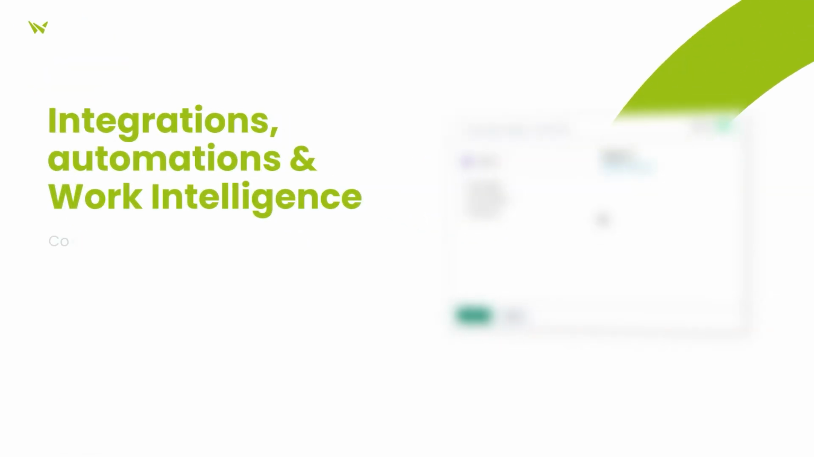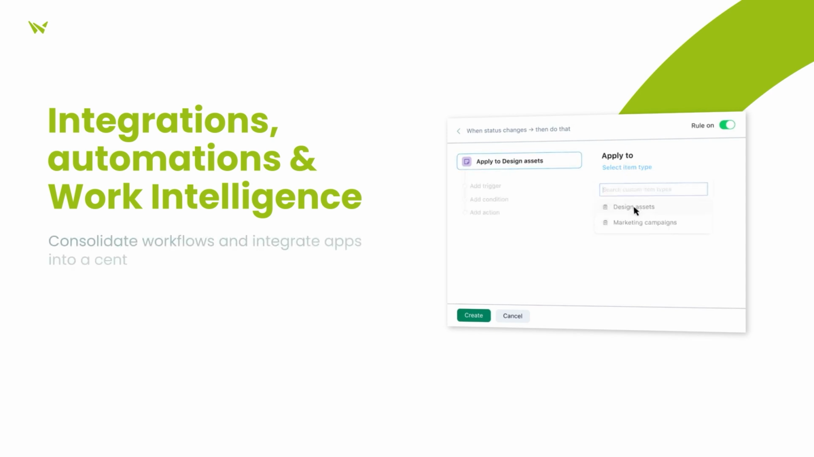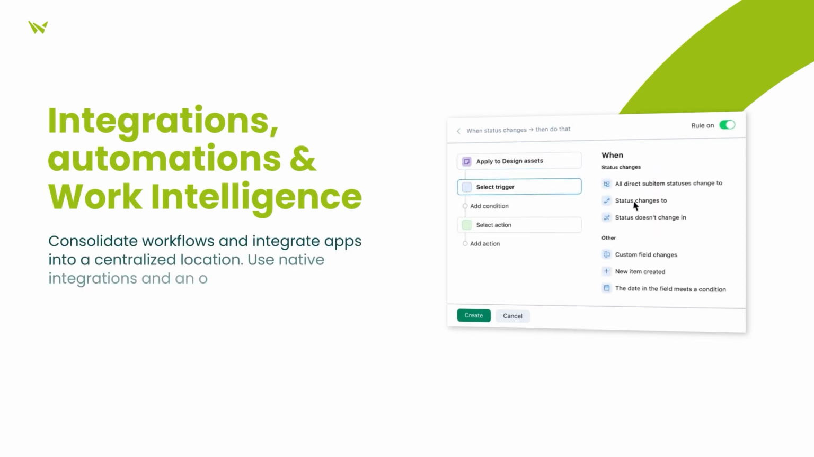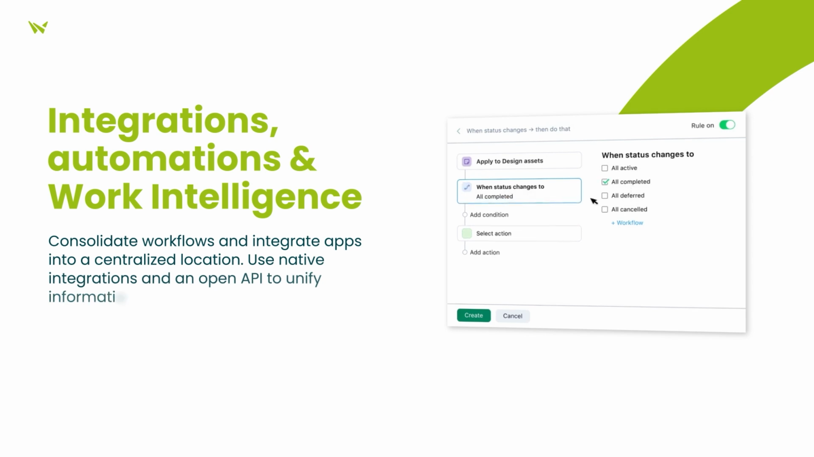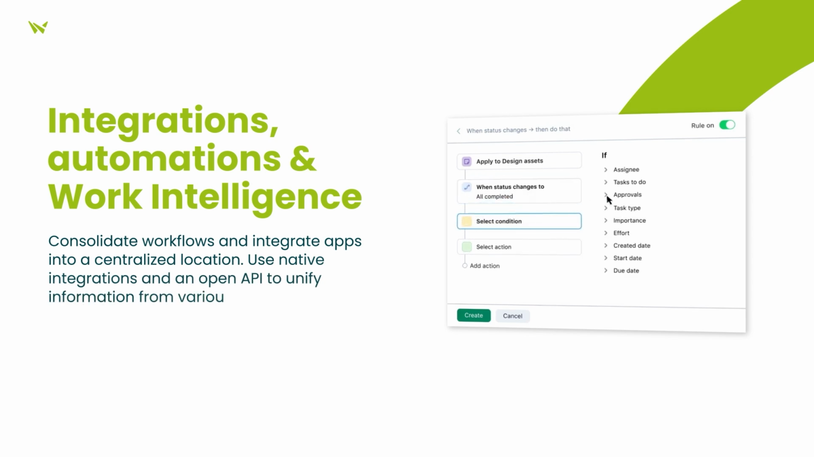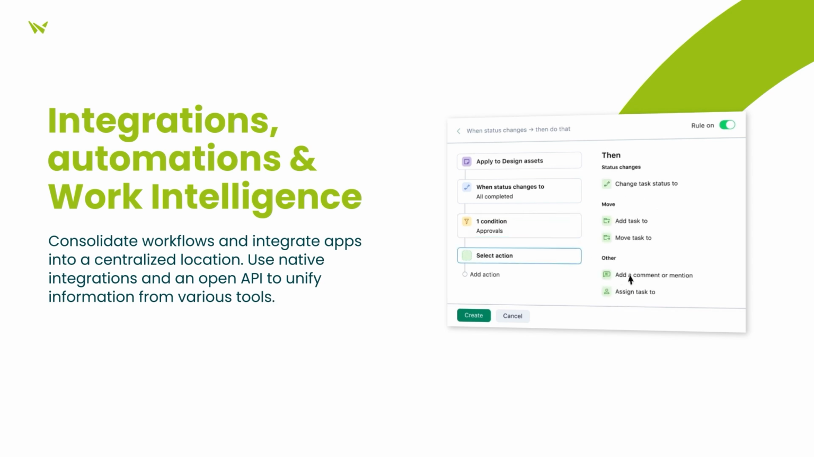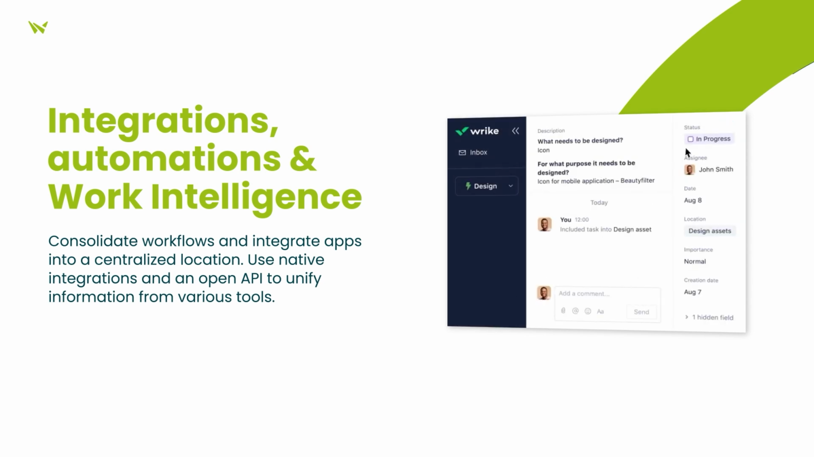In terms of integrations, automations, and work intelligence, Wrike consolidates and integrates workflows and apps, bringing them all into one central location. With native integrations and an open API, Wrike helps you bring together information from various tools, making your work processes even more efficient.